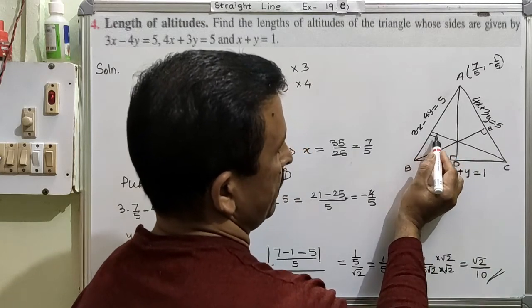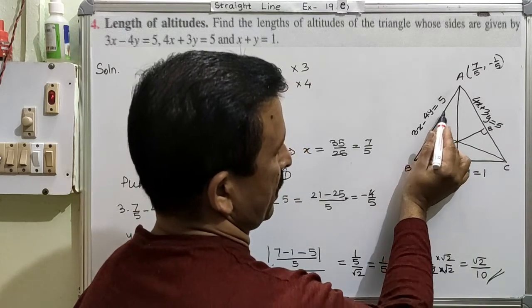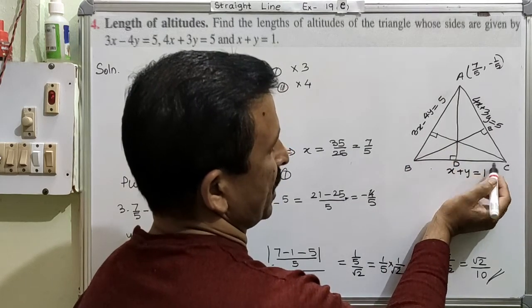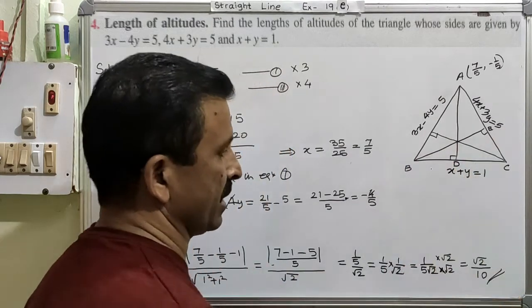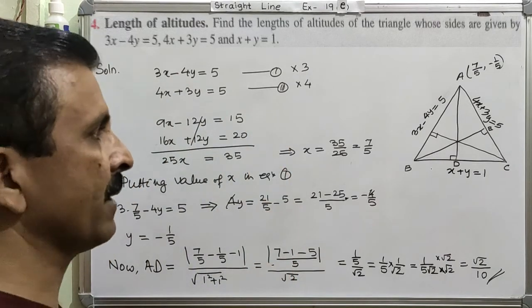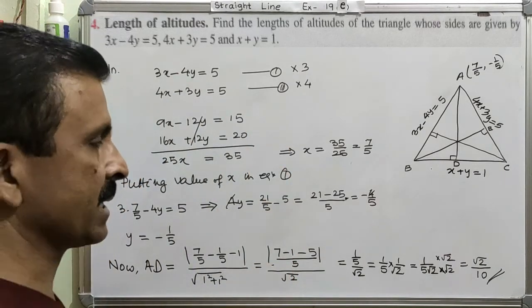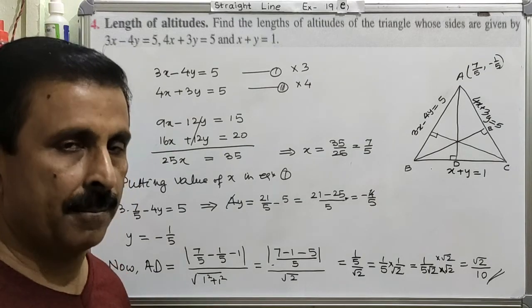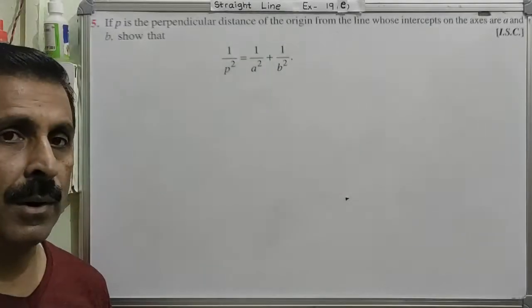So this is the equation of this line, and to find the coordinate of this point, you can use this equation and then this equation. Is this okay? The same work you are going to do two more times for two more altitudes, and that's how this question will end. Now we are moving on to question number 5.